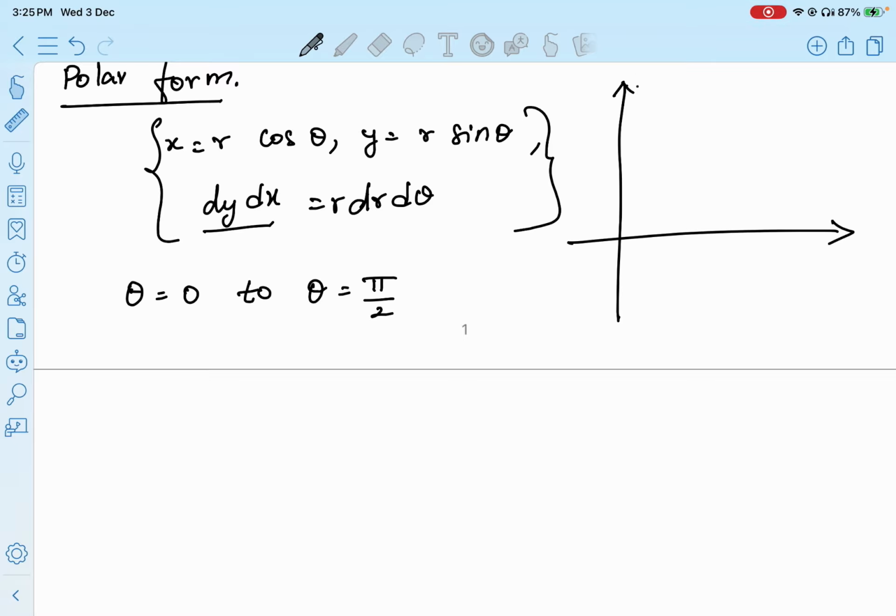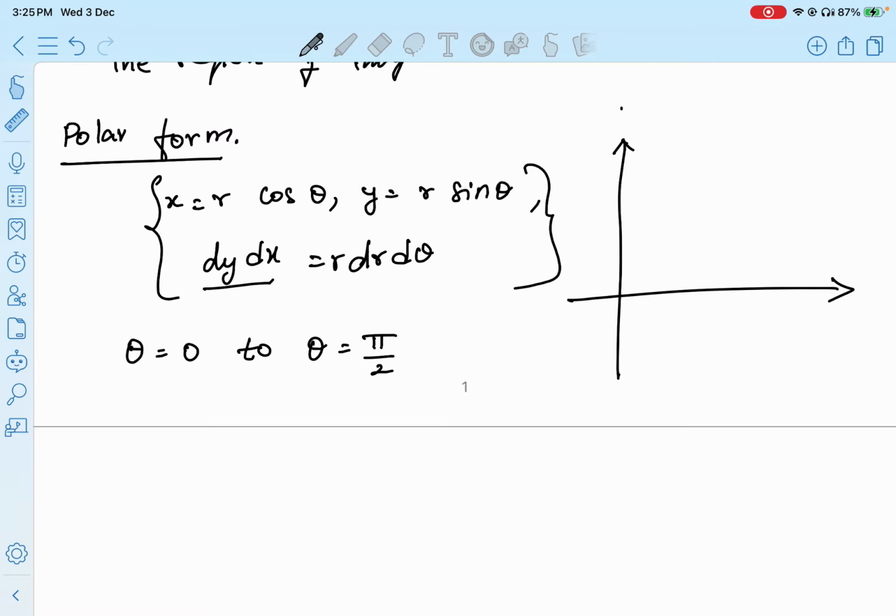So the line lies between theta equal to 0 to theta equal to pi. This side is theta equal to 0, and this one is half of the pi, so theta equal to pi by 2. Using the reference of the same image only, we are going to draw.